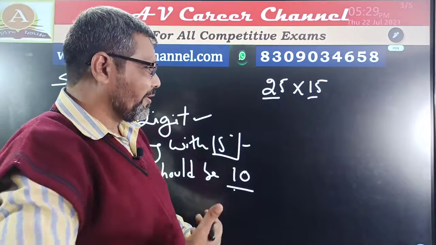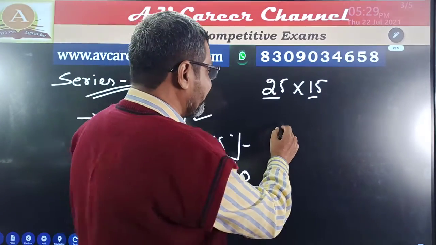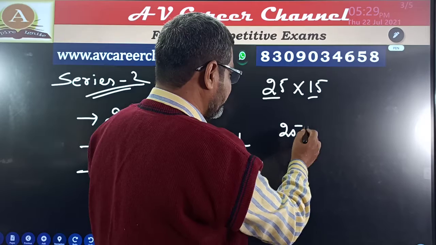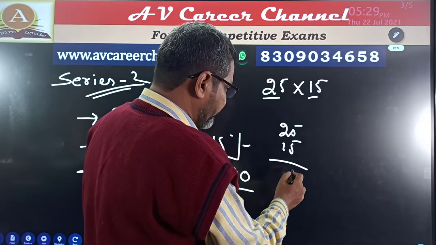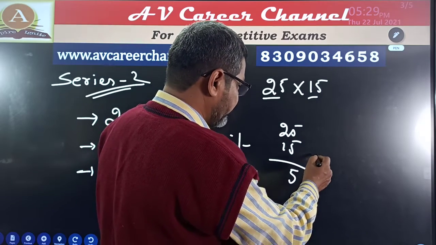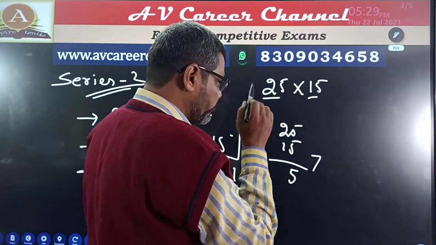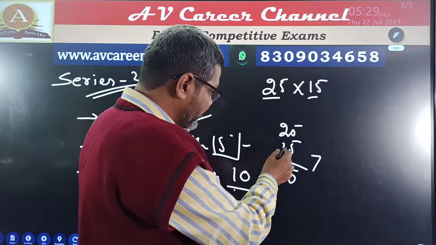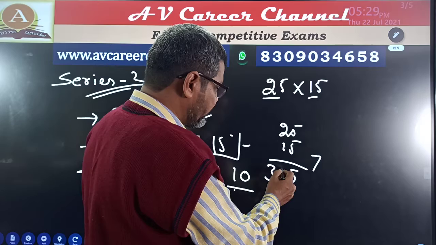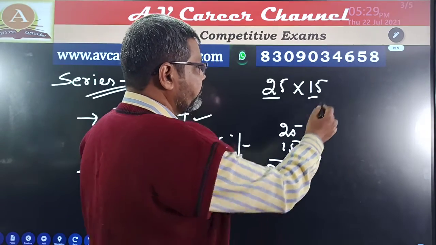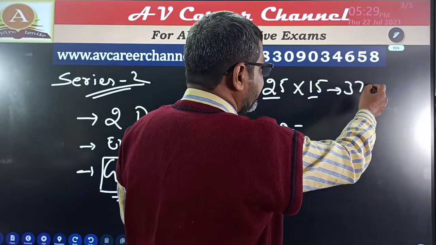Let us see how we would do our day-to-day calculation. For example, 25 into 15: 15 fives are 75, so 7 carried. 15 twos are 30, plus 7, 37. So your answer is 375.